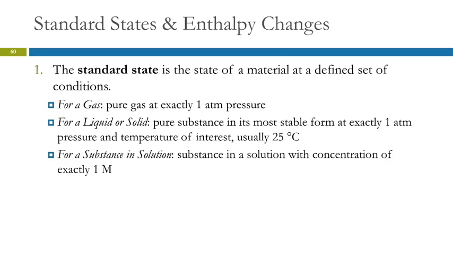So what is a standard state? It's a defined set of conditions. So if the element is a gas, we're talking about the pure gas at 1 atmosphere of pressure. If it's a liquid or a solid, we're talking about the pure substance in its most stable form at 1 atmosphere of pressure, and the temperature of interest. Usually that's 25 degrees Celsius, approximately room temperature. For a substance in solution, standard state is defined as that substance in solution with a concentration of exactly 1 mole per liter. So those are the definitions of conditions for a standard state.